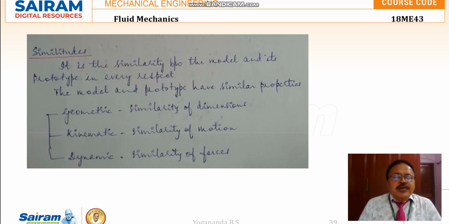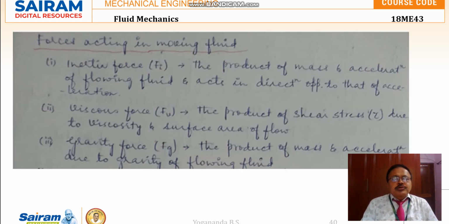We have different types of similitudes. Geometrical similitude, so similarity of dimensions. Kinematic similitude, so similarity of motion. And dynamic similitude, so it is similarity of forces acting on the model and the prototype. So forces acting in any moving fluid.